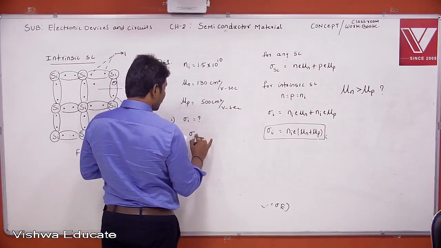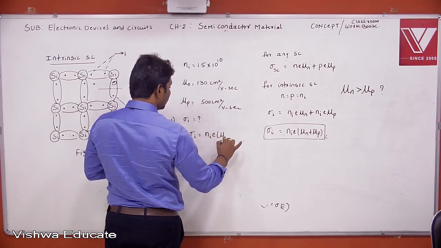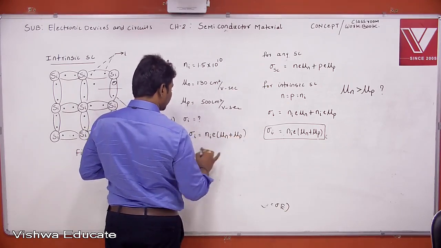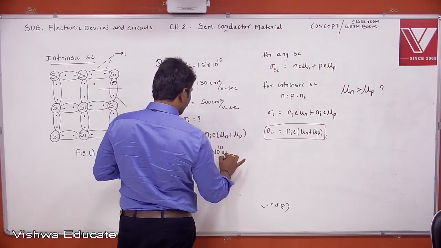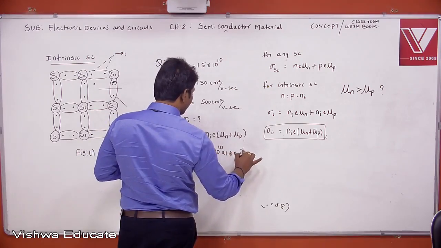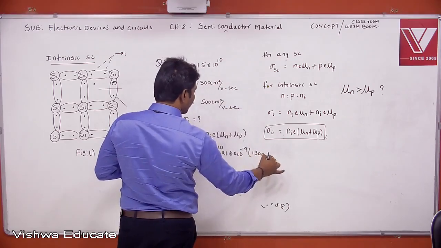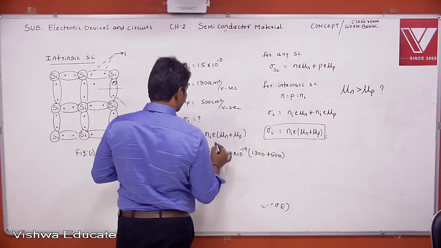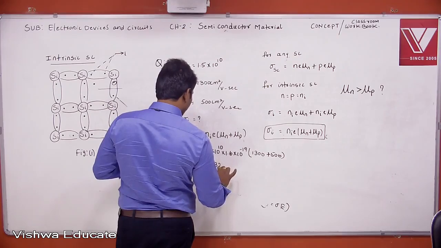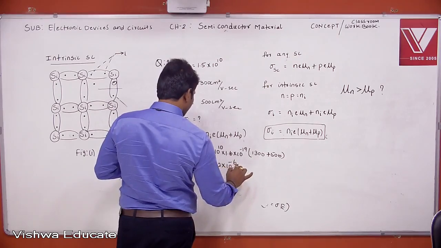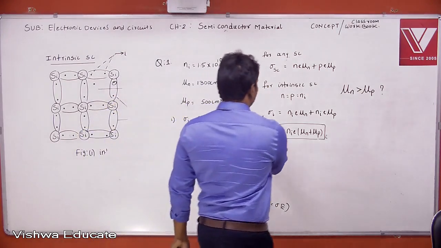What is the formula for conductivity of an intrinsic semiconductor? Ni into E into mu n plus mu p. Ni is 1.5 into 10 power 10, charge of electron is 1.6 into 10 power minus 19, mu n is 1300 and mu p is 500. This value is 4.32 into 10 to the power of minus 6 ohm centimeter whole power inverse. This is the conductivity.